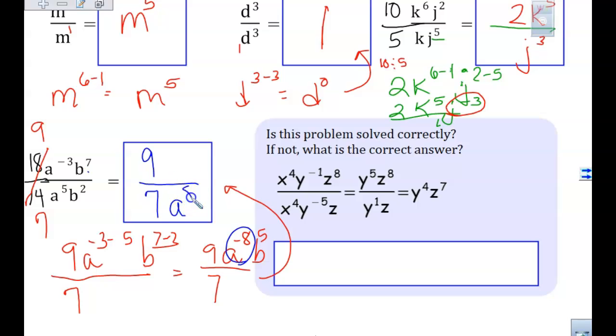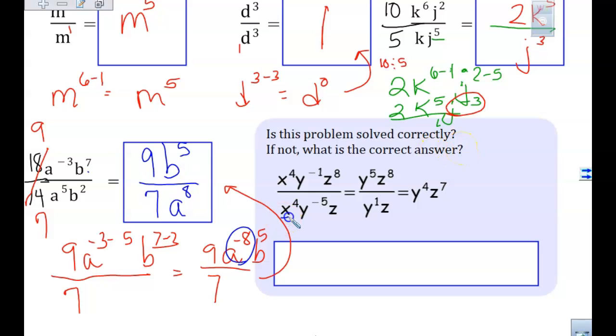A to the 8th on the bottom. And in the numerator, we're still keeping b to the 5th. So you're going to have some problems like this on the test where I ask you, did they do it correctly? So you're kind of having to apply all these rules. So if not, how could we correct it?